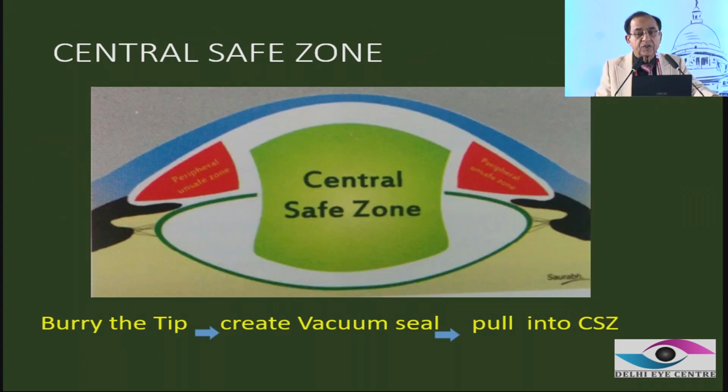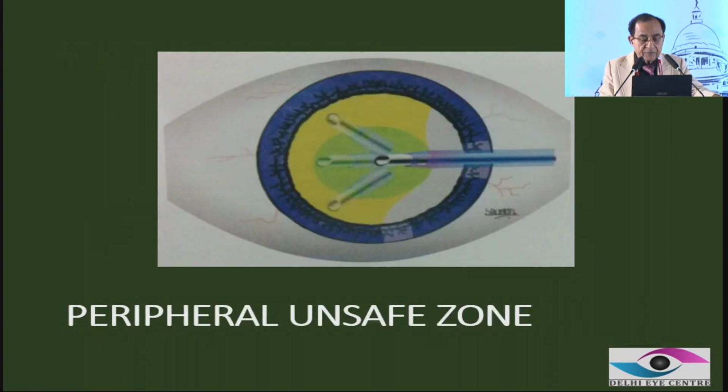And then there is a central safe zone. That means the area within the capsular axis and the pupil, where there is a maximum space in the eye. Cornea is upwards and the capsule is backwards. This is the area where all the phacoemulsification and aspiration should be performed. If you perform the phacoemulsification in the peripheral part, you are going to have a problem and a complication.